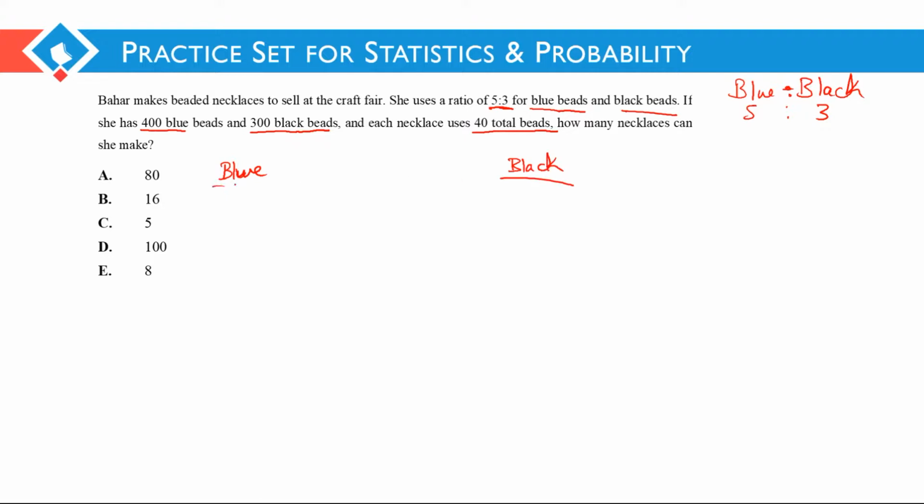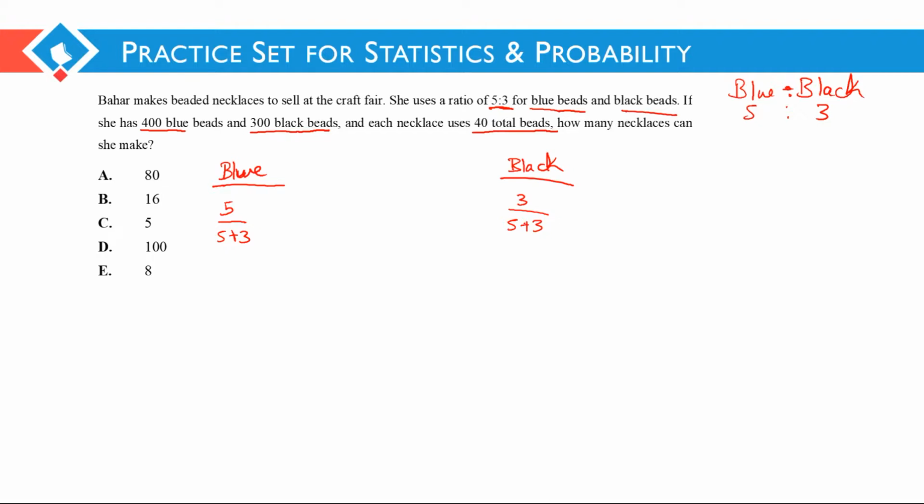Okay, so we know blue for every 5 plus 3. So 5 plus 3, that's the total number of beads. That's the total ratio of the beads. Blue is going to have 5, so 5 total out of 5 plus 3, 8. So out of 8 beads in the necklace, 5 of them will be blue. And for black, it'll be the other way. So it'll be 3 black out of a total of 5 plus 3 beads right over here.